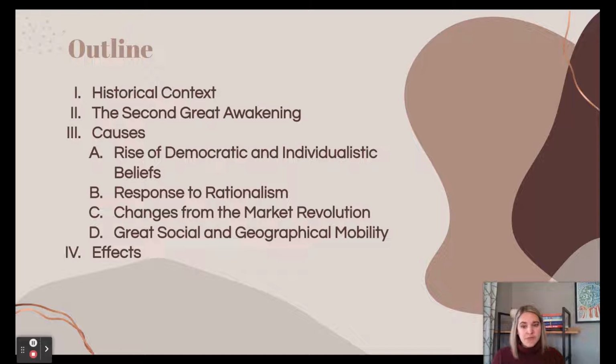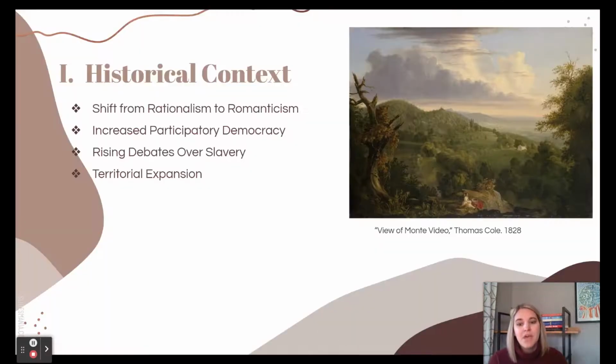So, our outline follows those causes, but I've also included a brief slide looking at the effects of the Great Awakening, which leads right into lesson 4.11. So to start, let's look at some historical context.